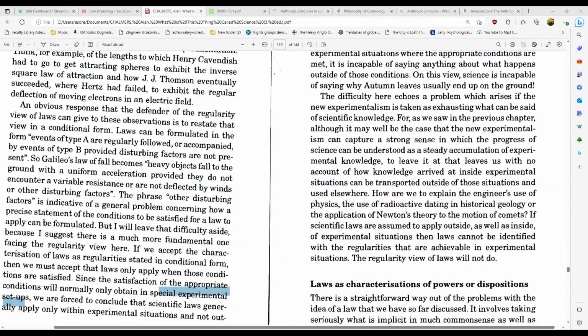Okay. Almost finished with this section. I'll just say a few more things, and then we'll go to possibly another view of what laws can be, because the regularitists are not faring too well. And I'll pop up screen capture.